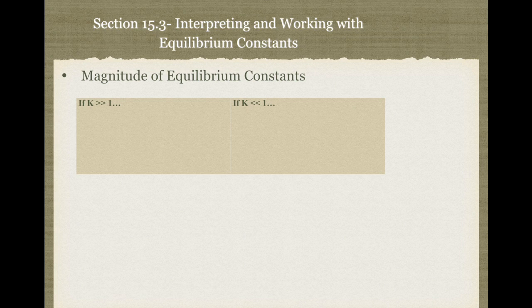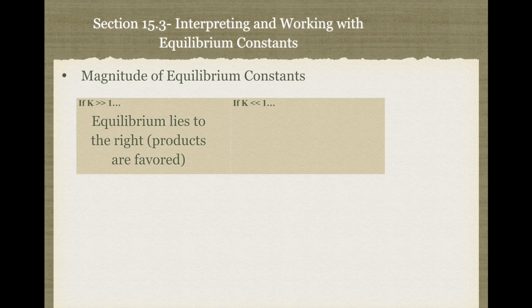Well, if your equilibrium constant is a lot larger than 1, what that tells you is that the equilibrium lies to the right. And since your numerator represents the products, that means that you have more product being formed than reactant. So you can either say the equilibrium lies to the right or simply that the products are favored in the equilibrium reaction.